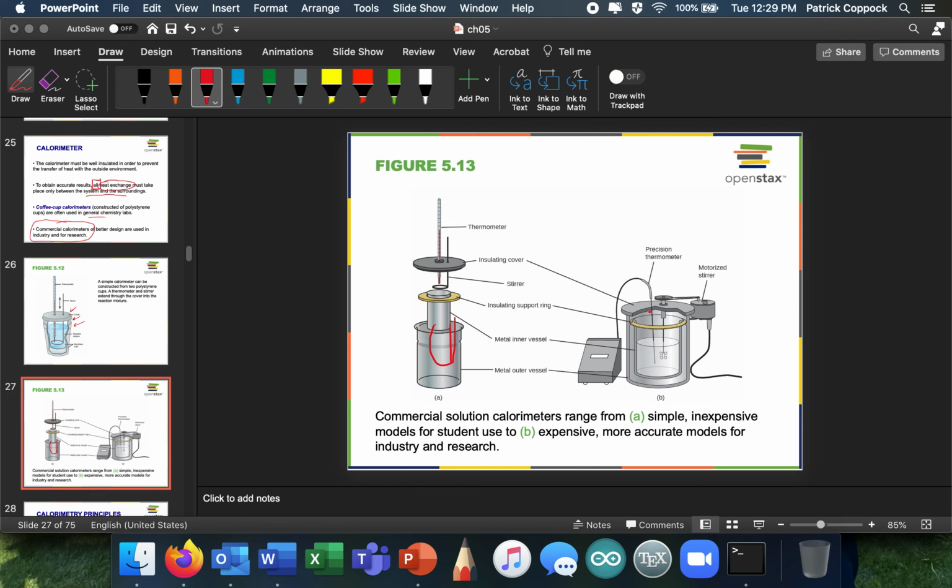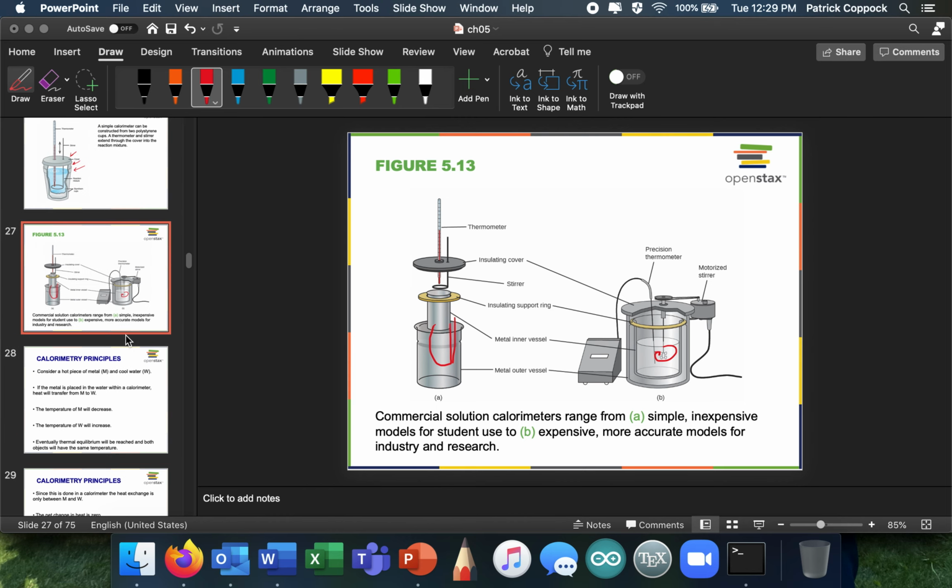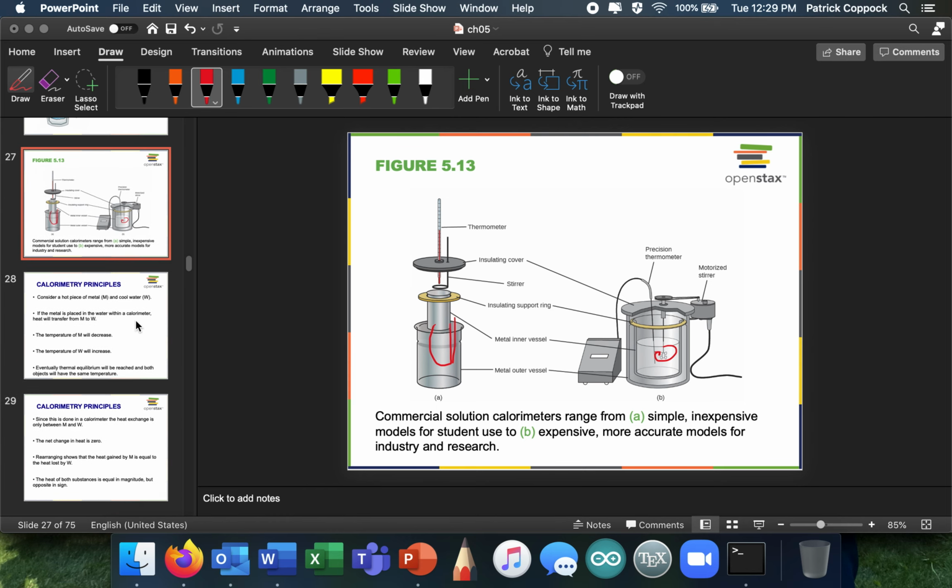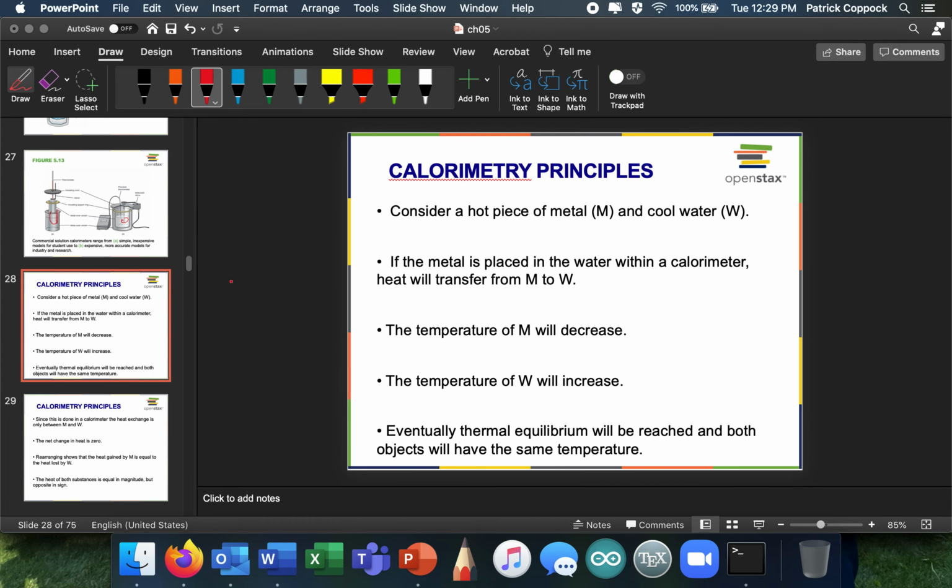A more expensive and more precise one might have a little motor in it, right? There's a motor which turns this stir around a lot. You've got a really precise thermometer, right? So you can have different kinds of calorimeters with different levels of sophistication. But in general, calorimetry, super, super useful and oftentimes very, very precise.